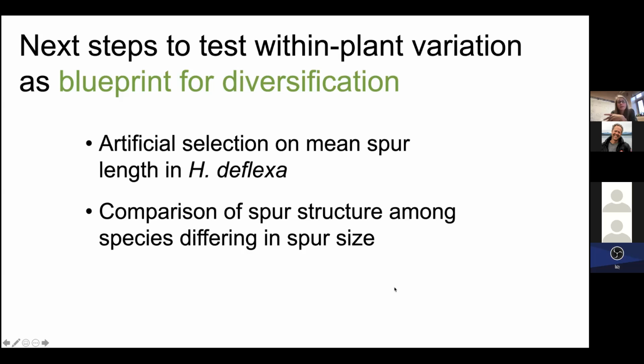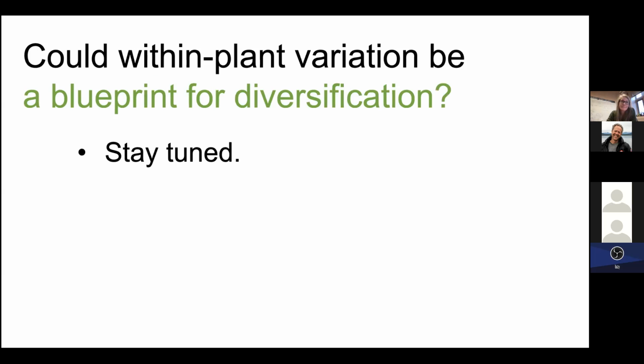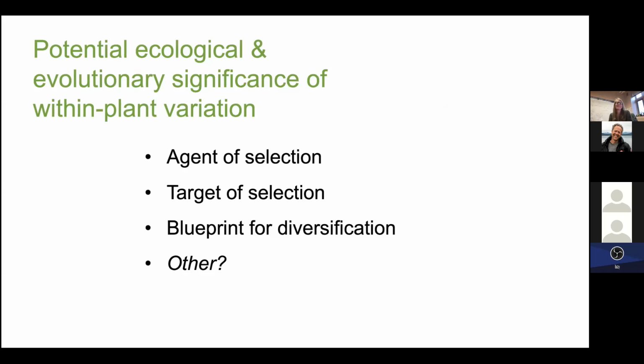I'd also like to compare spur structure among those different species of Halenia to again ask, are these cellular changes that give rise to variation from flower to flower within a plant the same ones that are exploited to create diversification across the lineage? I don't have answers to this question yet, but I hope you agree it's kind of an interesting way to start thinking about within plant variation.